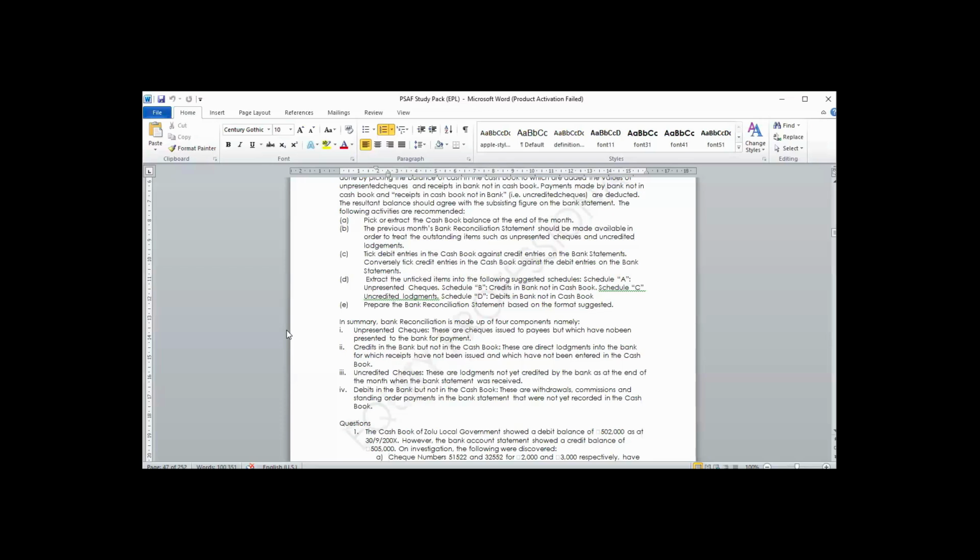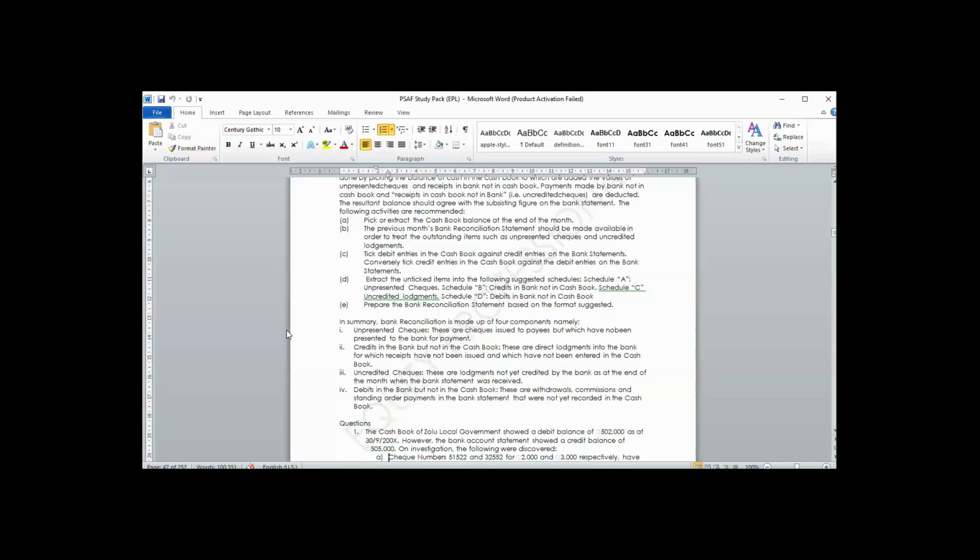Now, we have errors that will affect the trial balance and errors that will not affect the trial balance. Under the errors that will affect the trial balance, we have what we call error of single entry. All these are things that are likely to occur when you are preparing your bank reconciliation statement. You know how to correct those errors. Aside from that, we have transposition error, partial omission. All these are the likely errors that affect the trial balance.